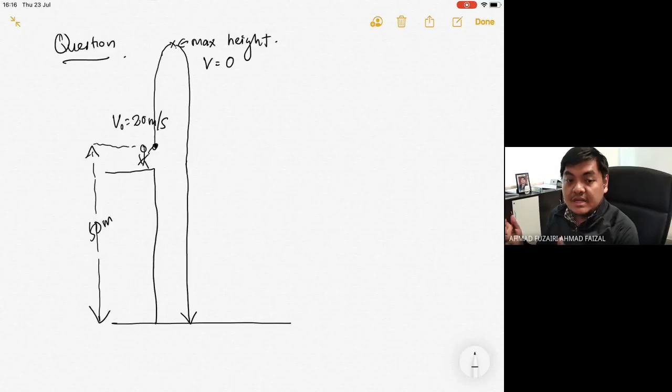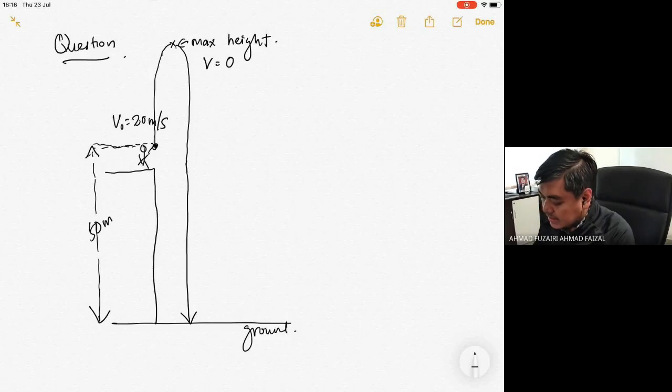So let's say this is ground. So it's 50 meters above the ground. So you can easily understand this thing. Okay, so let's say you take the point where the ball leaves the man's hand as 0 meter. So everything below 0 meter will be negative 50. Okay, so you may take these points of reference.